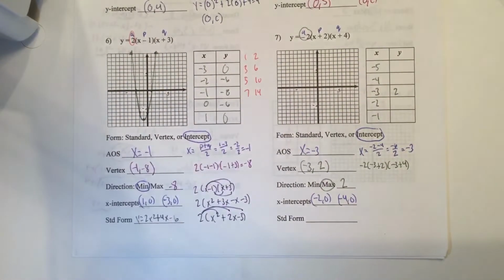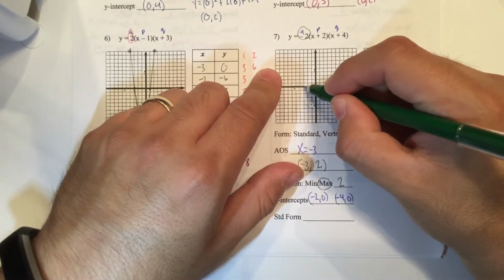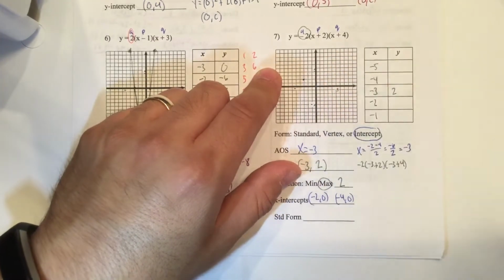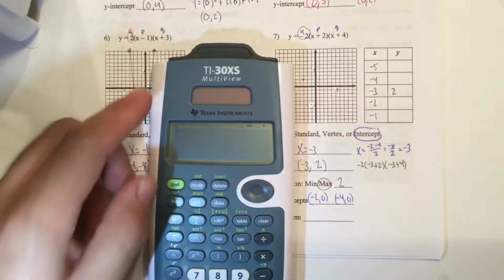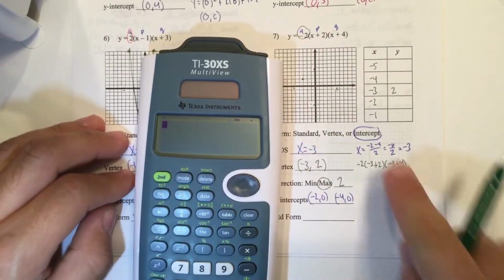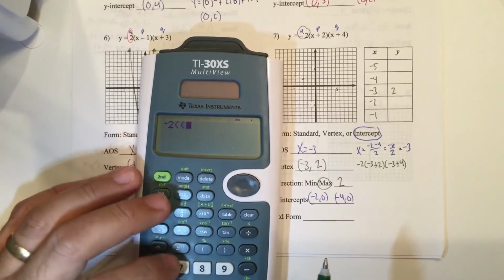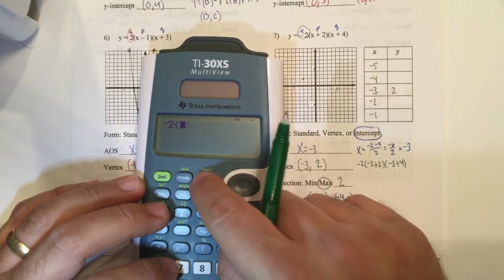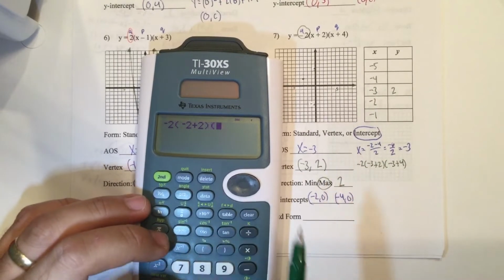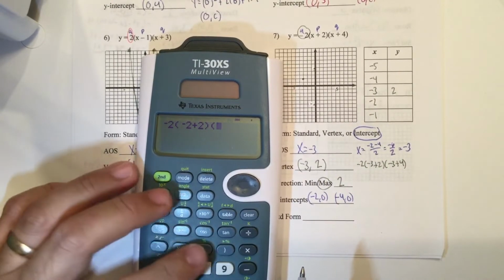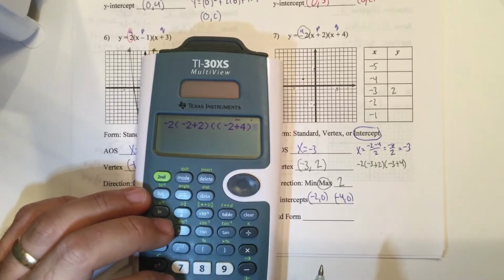To make our graph, let's go ahead and negative 3, 1, 2, 3, and up 2. And here we'll just plug the numbers in, get a little practice if you're going to try it that way. So let's go ahead and plug negative 2 into this equation. So negative 2, parentheses, oops, negative 2 plus 2, and then parentheses, negative 2 plus 4.